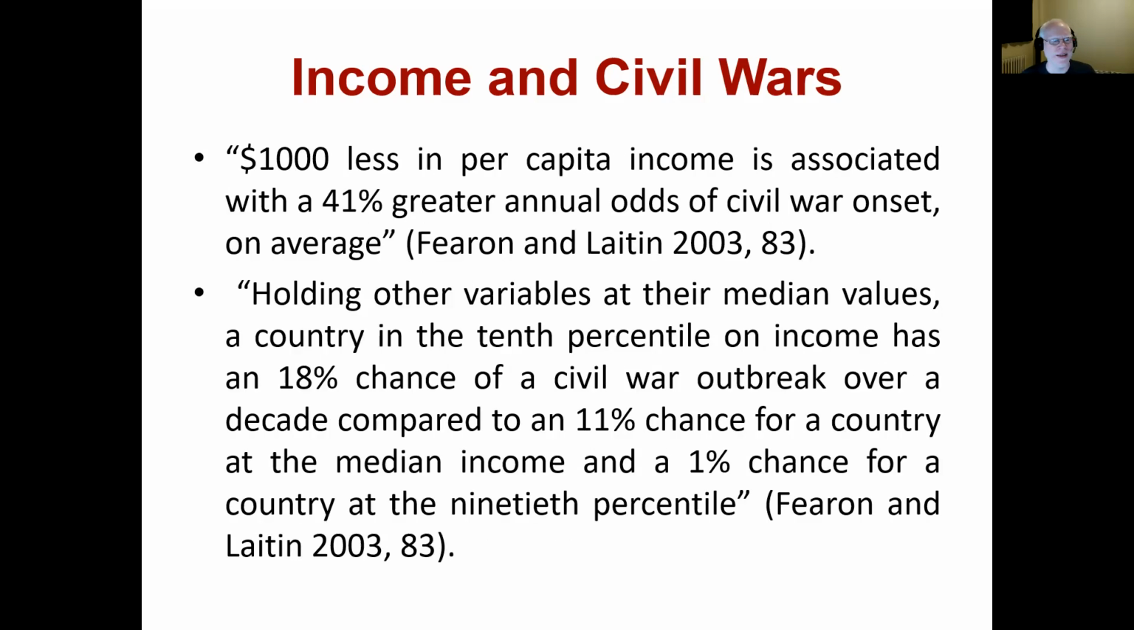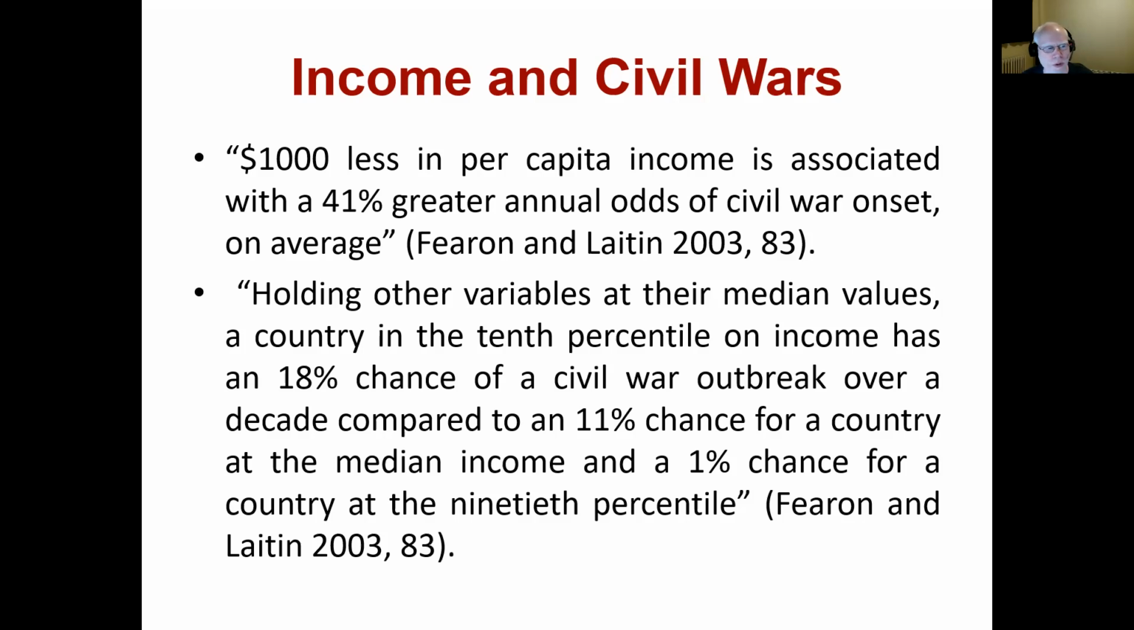And it turns out that income has a dramatic effect. So $1,000 less in per capita income, so income per person, is associated with a 41% greater annual odds of civil war onset on average. And so that's an enormous jump, given that $1,000 in per capita income, particularly in wealthier countries, is a particularly large income. Now, in poorer countries, $1,000 per capita income change is a huge difference.